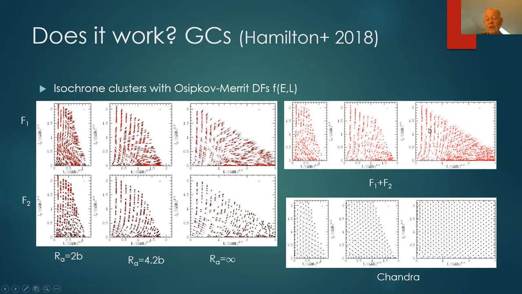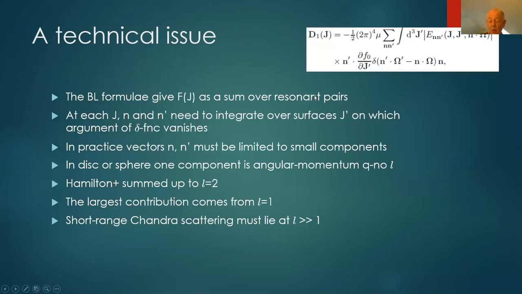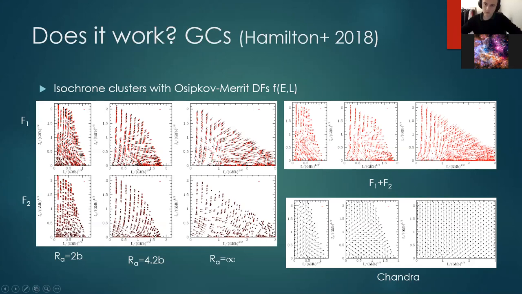And on the bottom, you have the flux vectors which Chandrasekhar's theory produces. And you can see that there's a profound difference between the Chandrasekhar flux vectors and the ones that emerge from the Balescu-Lenard equation. A year later, technical issue, why is that? Why do these differ so much? Is that because Chandrasekhar is just completely wrong? Well, there's a technical problem.